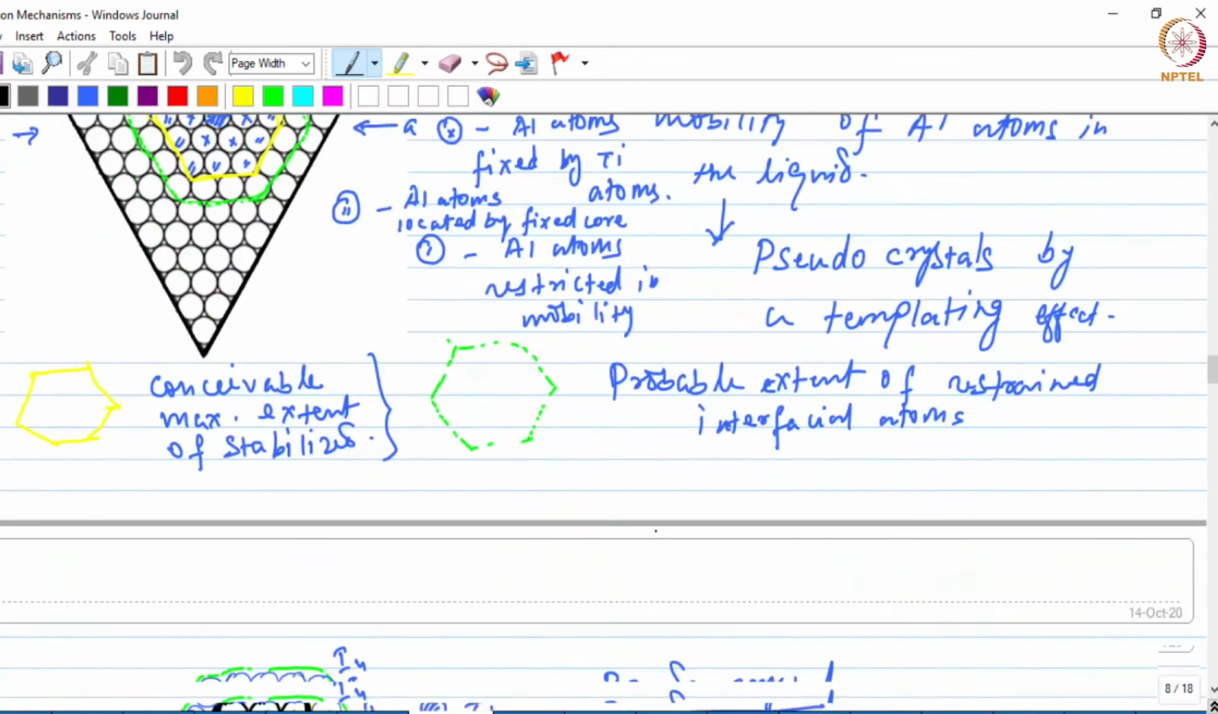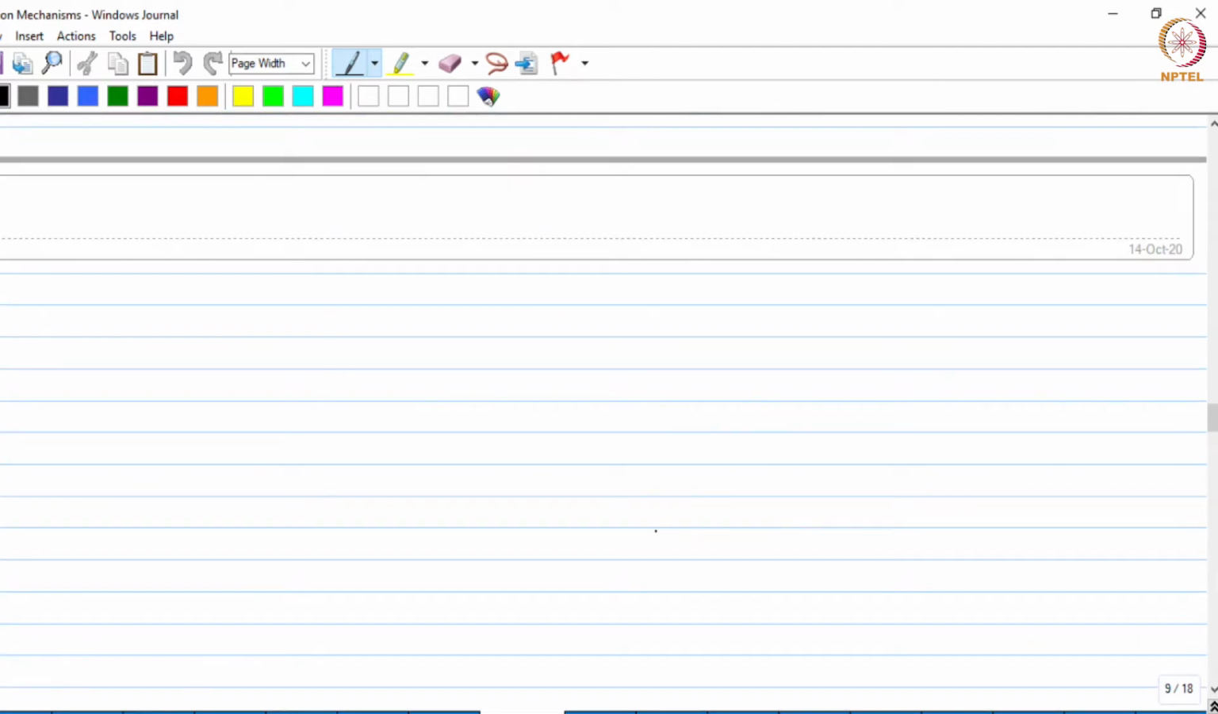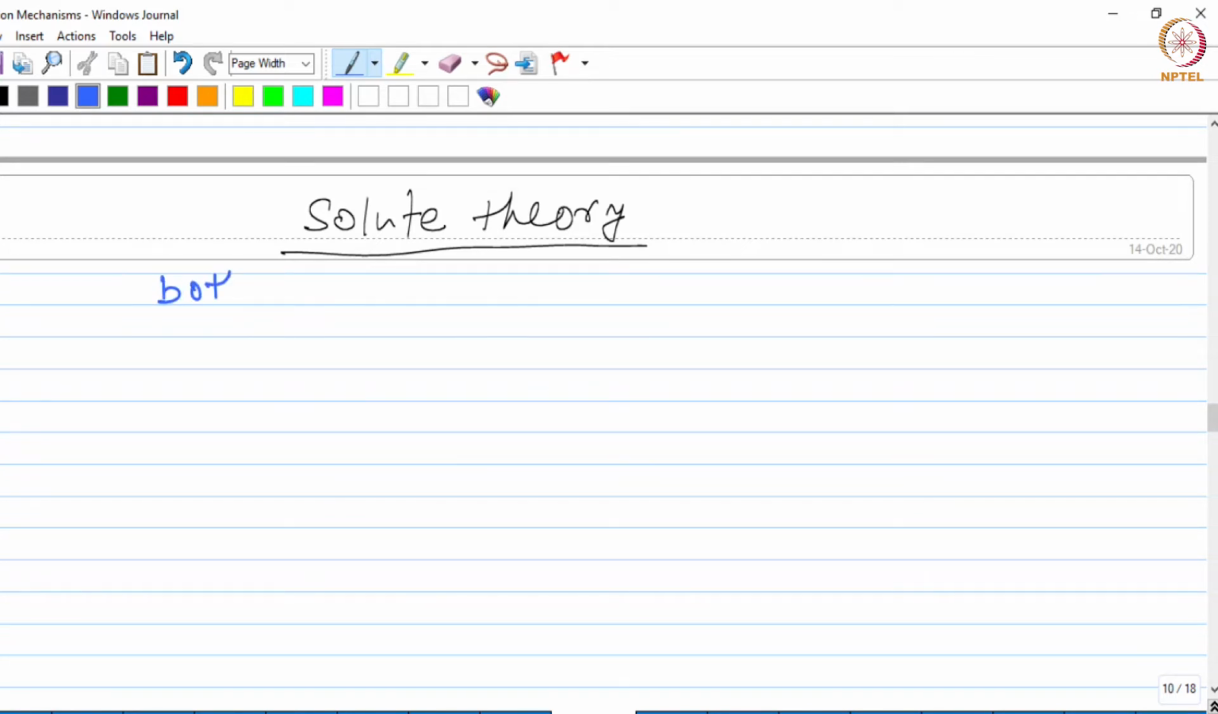Today we are going to see one more mechanism, and that will be the solute theory. This theory suggests that both nucleants and segregating solutes influence the grain refinement.